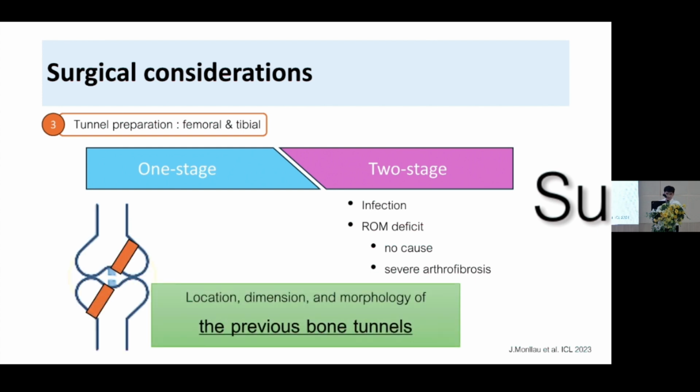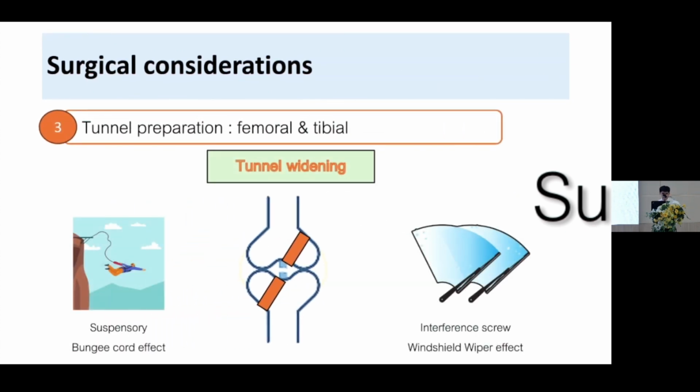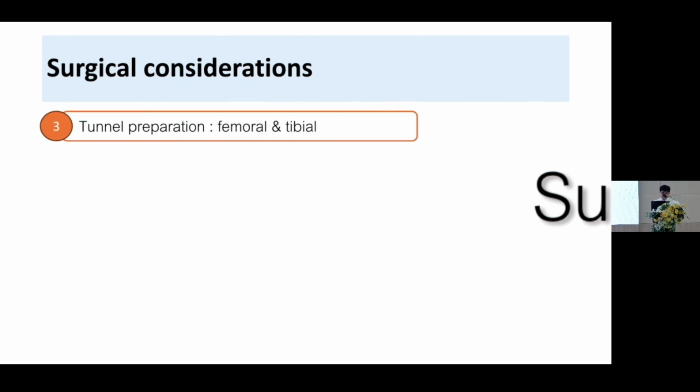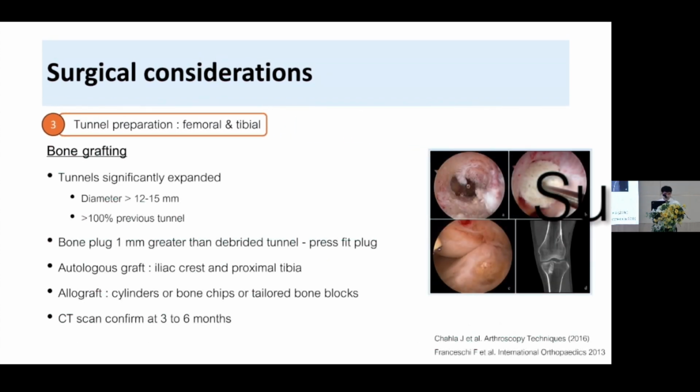The most important factor to consider for the proper decision of the 1 or 2-stage surgery is the location, dimension, and morphology of the previous bone tunnel. The problem of the previous bone tunnel is the widening, which can happen from either fixation: the bungee cord effect from the suspensory fixation, and also the windshield wiper effect from the interference screw. This can make graft tunnel abrasion, which can cause the osteolysis. For a 2-stage procedure, using bone impaction grafting to support the new bone tunnel is the step of this method.